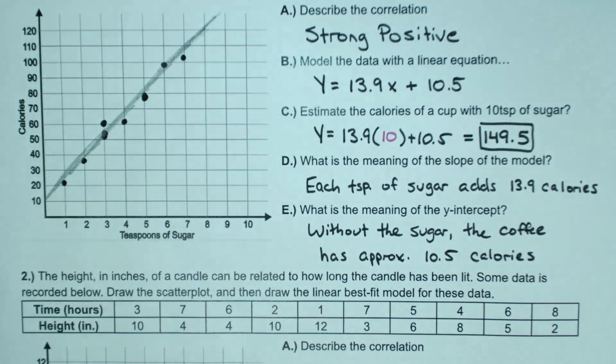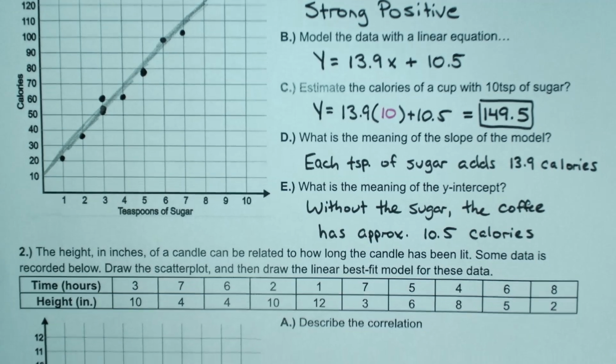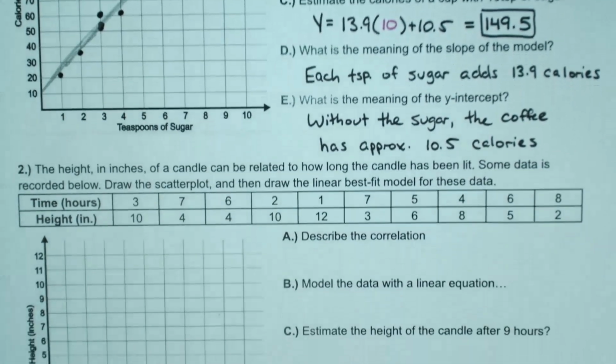Okay, let's draw one more together. Number 2, the height in inches of a candle can be related to how long the candle's been lit. Some data is recorded below. Draw the scatter plot and then draw the linear best fit model for the data.